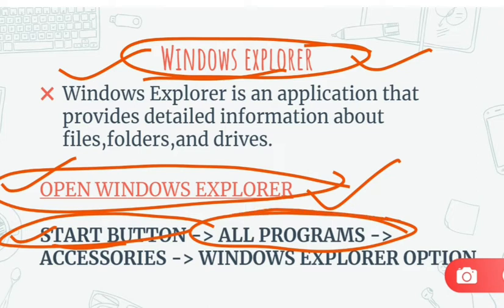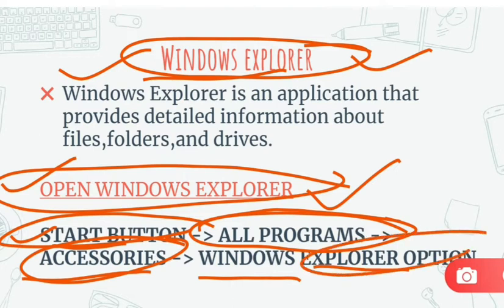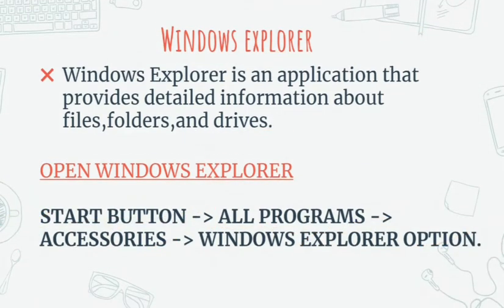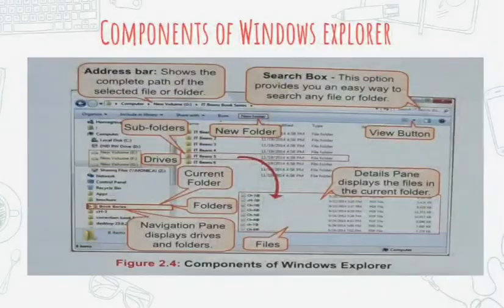So under this All Programs you will get Accessories. Under this Accessories you will find the Windows Explorer option. From there you can manage your files, folders or drives. Now move to the next heading, components of Windows Explorer.